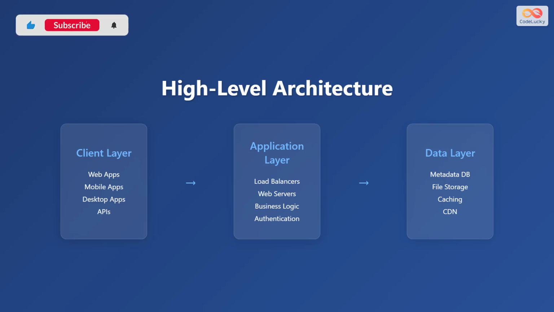Here's a high-level overview of the architecture of a file storage system. At the top, we have the client layer, which includes web applications, mobile apps, desktop applications, and application programming interfaces. These clients interact with the application layer, which consists of load balancers, web servers, business logic components, and authentication services. The application layer then communicates with the data layer, which houses the metadata database, the actual file storage, caching mechanisms, and content delivery networks or CDNs.